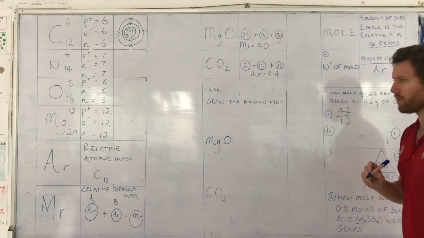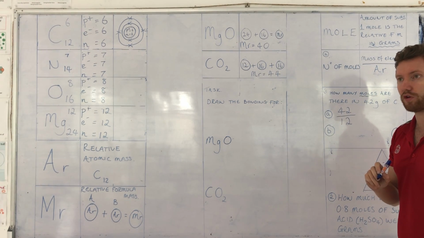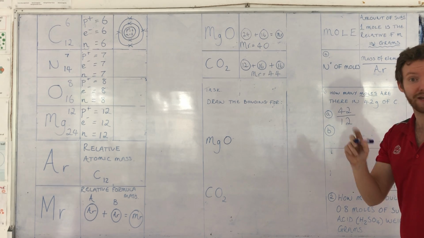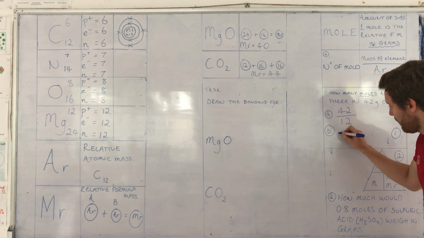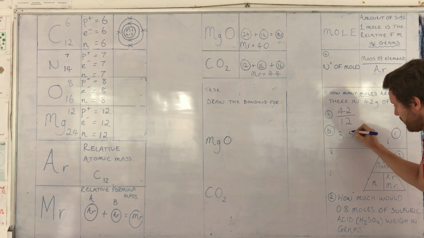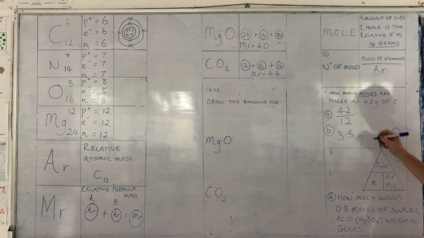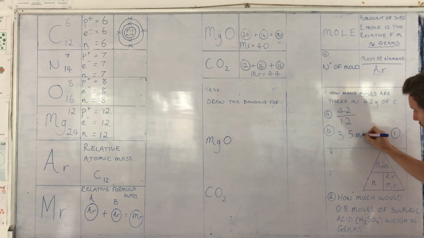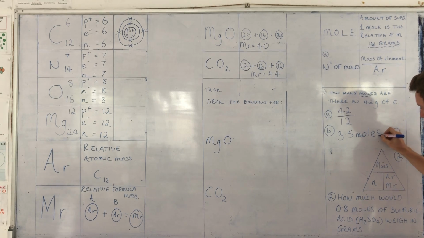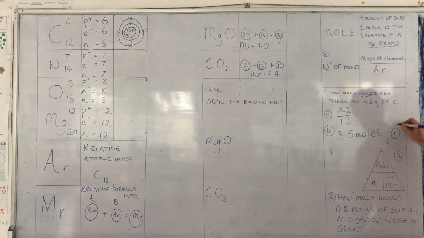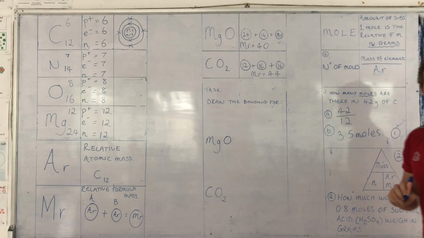Ooh, calculators out, I think we need to. 12, 24, 36. That's 6. Okay, that's nice. 3.5. What were they asking? How many moles? So within 42 grams of carbon, there are 3.5 moles. That was simple. Let's pick up all these marks in our exam.